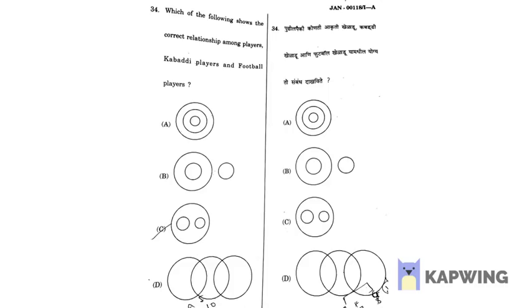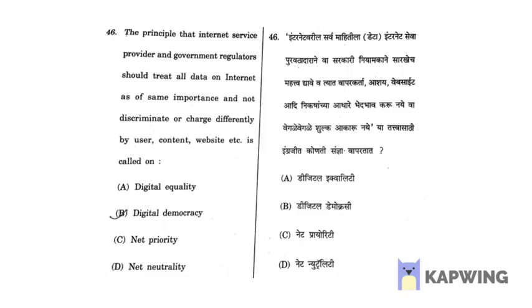Now friends, this was the question for kabaddi player and football player. For this question, the correct answer is C. Now moving on to the last question. They have given one definition, and asked what that definition is of. The definition is of net neutrality, that is D.